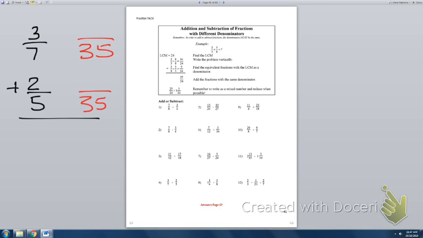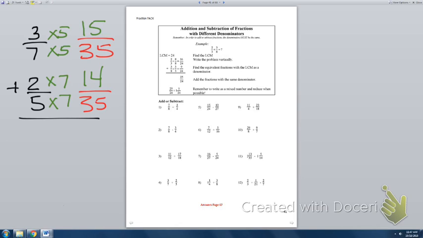So now we have to convert both fractions. 7 times 5 would give me 35. If that's the case, then to make this equivalent, I would have to multiply the top number by the same number of 5. And 3 times 5 is 15. On the bottom fraction, 5 times 7 would give me 35. So to make this equivalent, I have to multiply the top number by the same number. And 2 times 7 is 14.